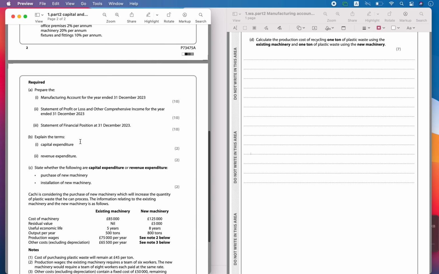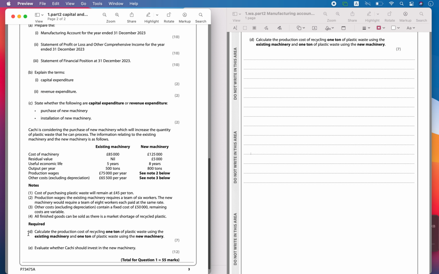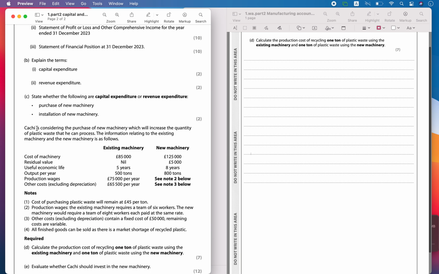Question D. Calculate the production cost of recycling 1 ton of plastic waste using the existing machinery and 1 ton of plastic waste using the new machinery. So the data for this is given.